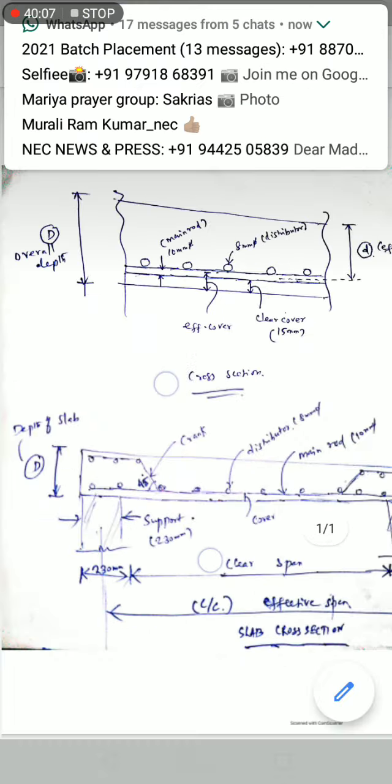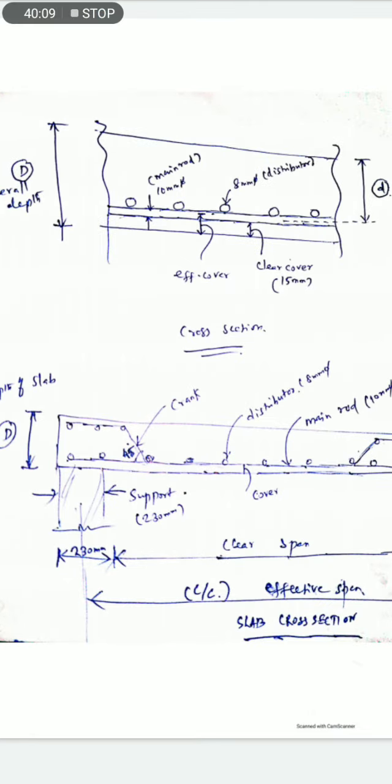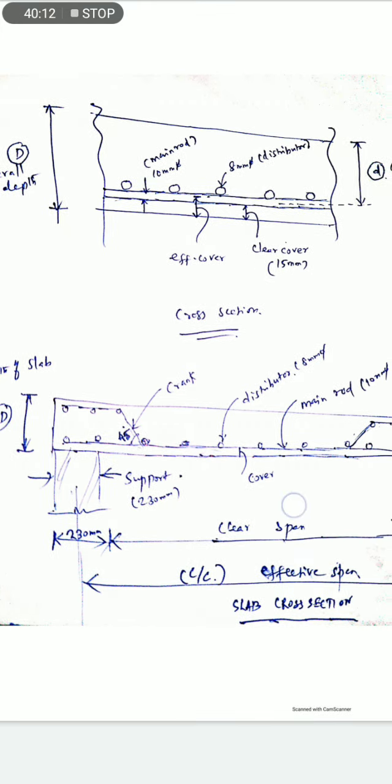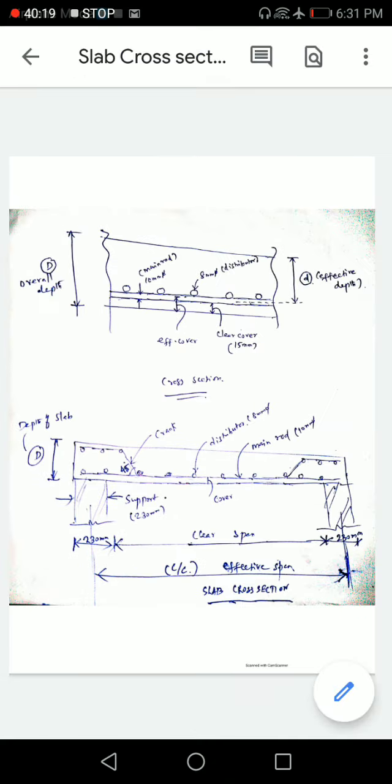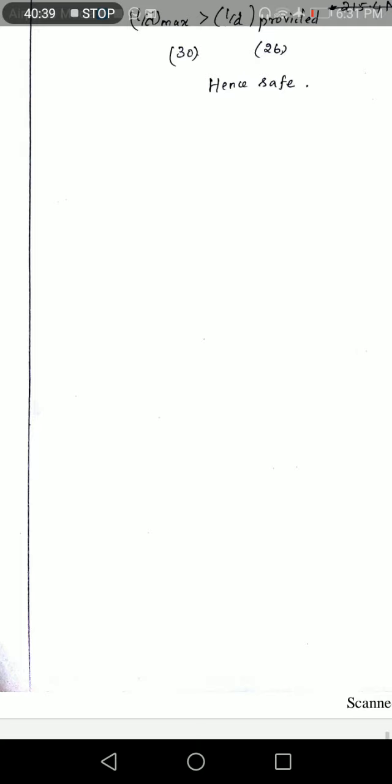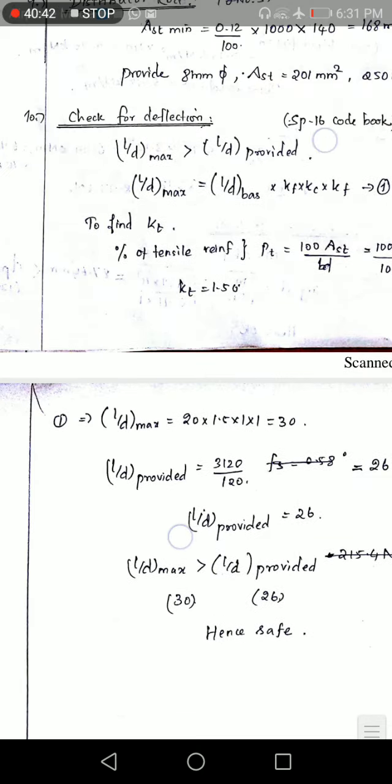The support condition, depth of the slab, the main reinforcement diameter and spacing, distributor diameter and spacing, clear span, support thickness, effective span, all the detailing are mentioned in graphical view. This is the cross section. The corresponding plan view you have to draw below the cross section. This is the last step. So this is the design of one way slab.